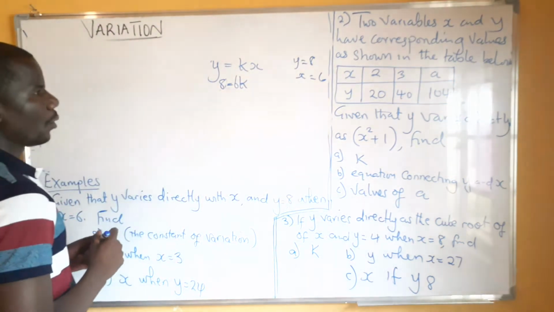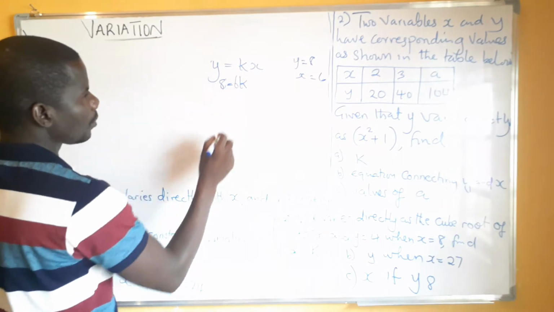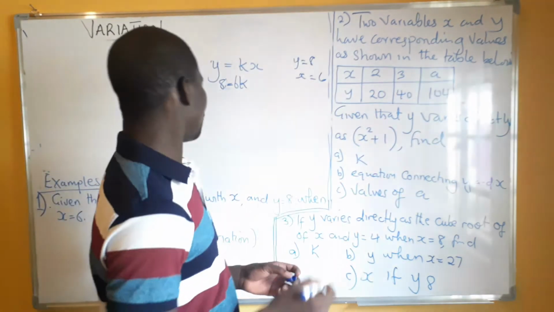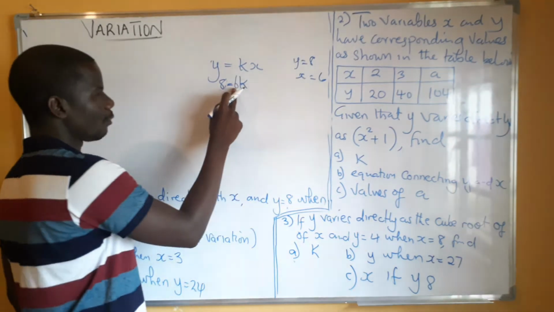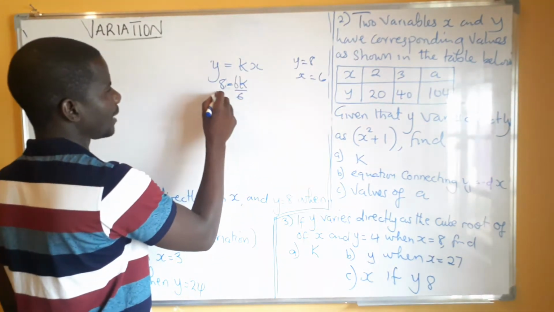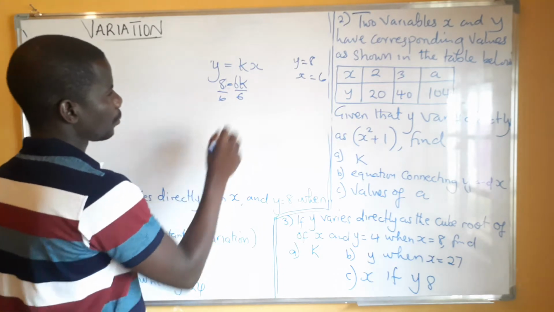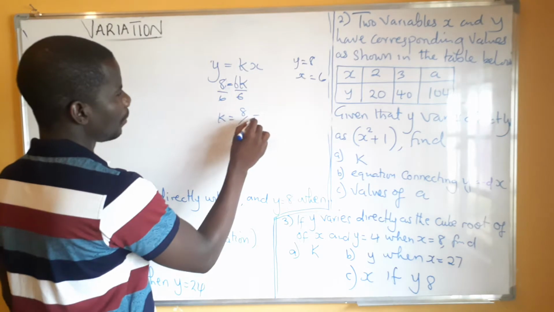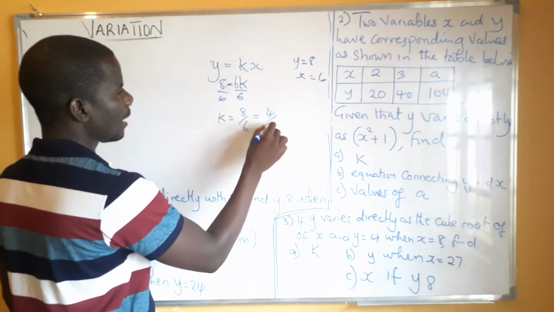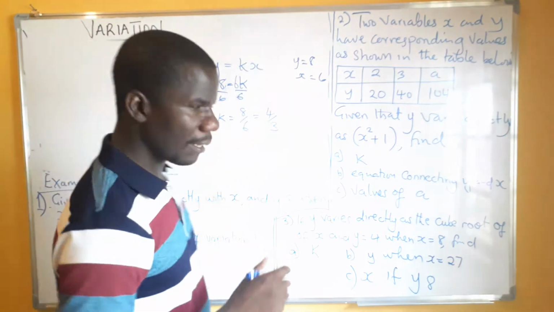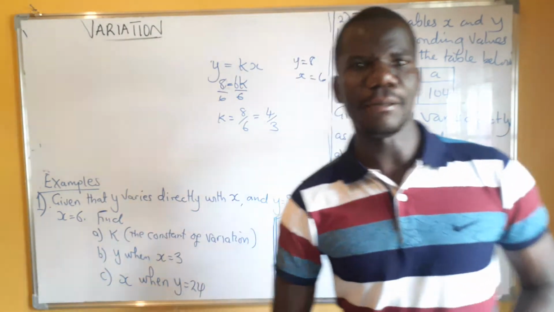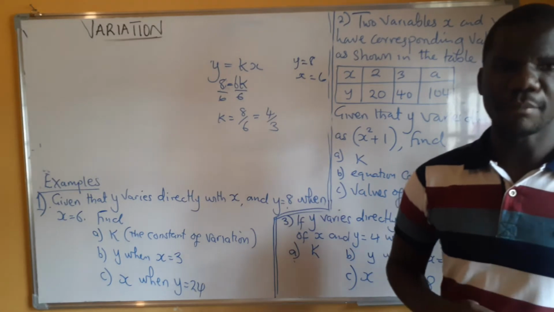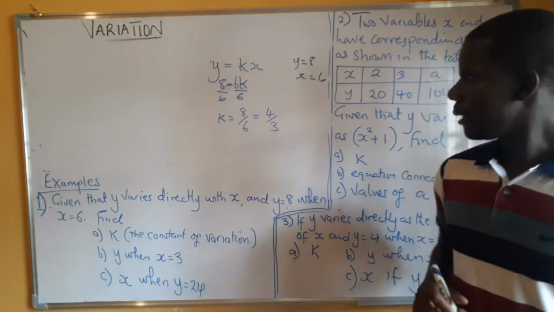Okay? So, we need to find the value of k. You know that we are supposed to multiply both sides by the multiplicative inverse of 6. In other words, you divide by 6, you also divide by 6 here. So, our k is going to be equal to 8 over 6, which reduces to 4 over 3. This is what is going to be our k. I hope you are following me.